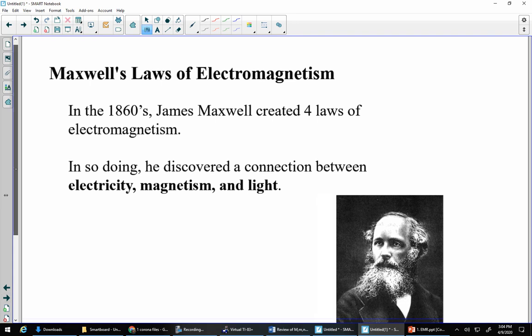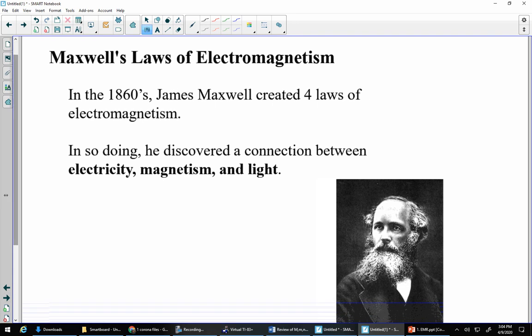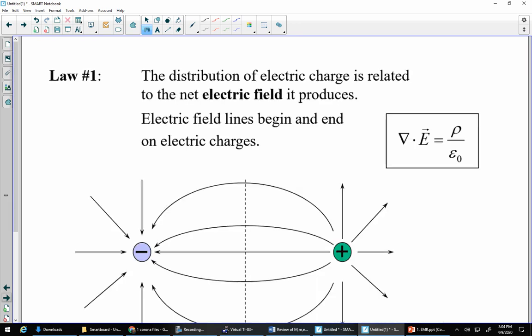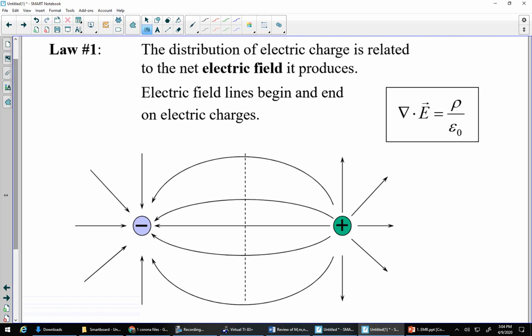Okay, so on to the idea of electromagnetism. This is actually pretty cool. This is where things start to get pretty neat here. So in the 1860s, James Maxwell created 4 laws of electromagnetism, and in doing so, figured out the whole idea. Unit 2 is electricity, unit 3 is magnetism, unit 4 is light or electromagnetic radiation. So clearly there's some links there. Maxwell is the first person to think about this, or at least the first recorded person to think about this.